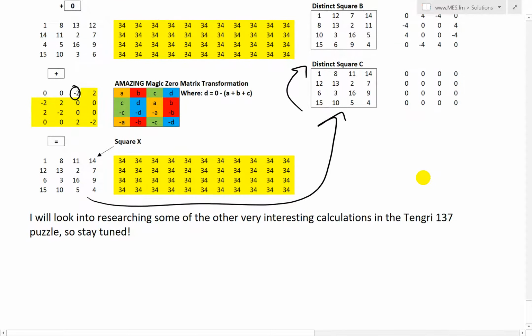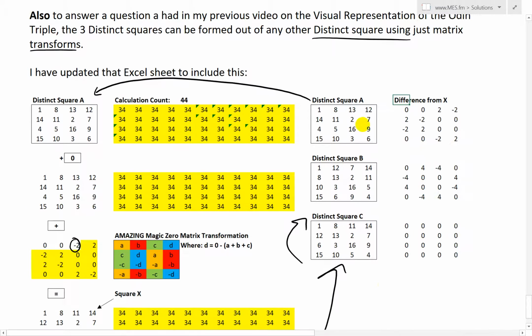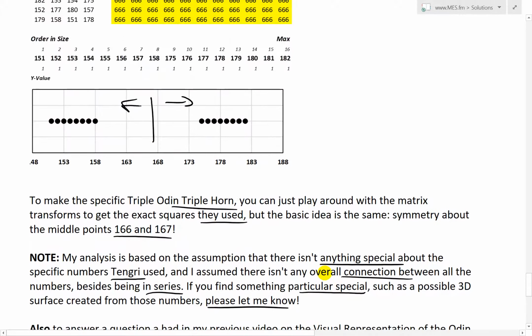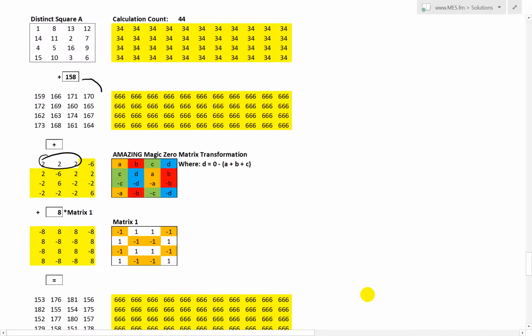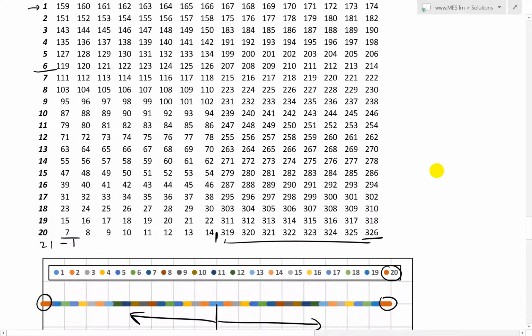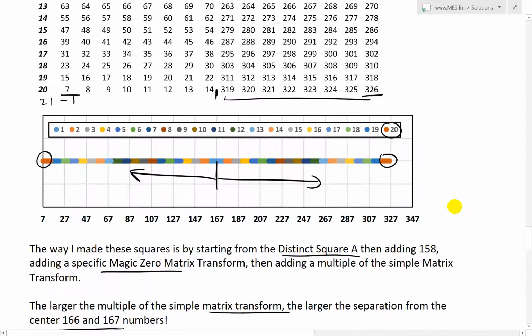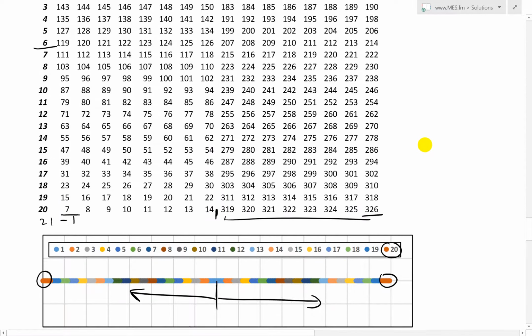Also, I will look into researching some of the other very interesting calculations in the Tengri 137 puzzle, so stay tuned. Because it's some pretty advanced mathematics, and it's very cool. Whoever made them was really into the mathematics. They might have even had a team of mathematicians working on this together and trying to get some correlations from historic biblical references and other kinds of references. But it's pretty cool nonetheless.